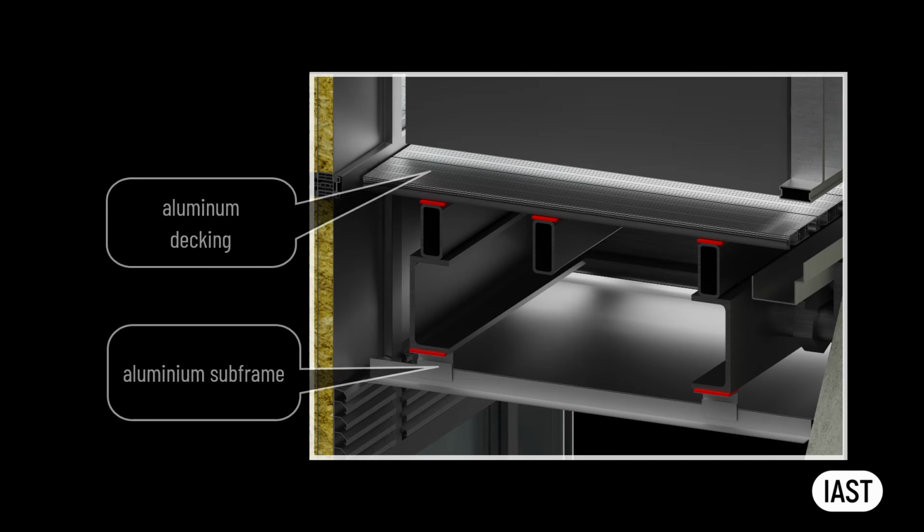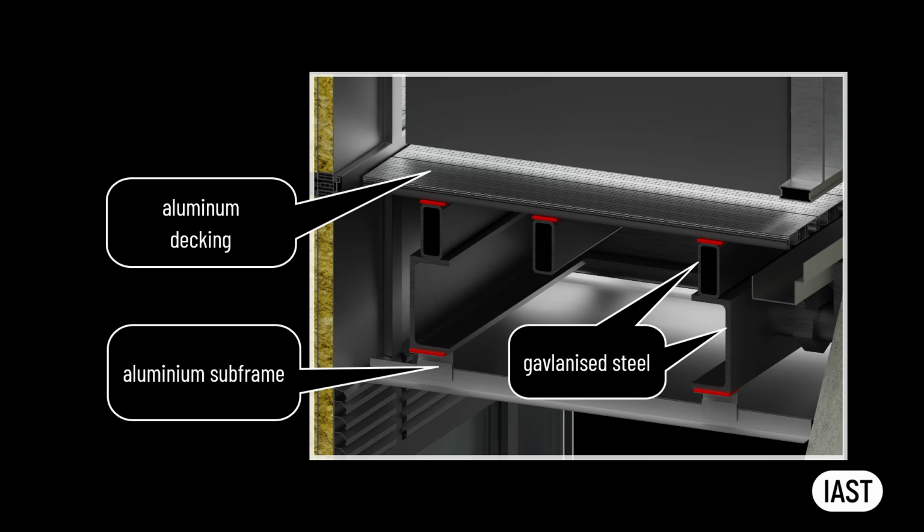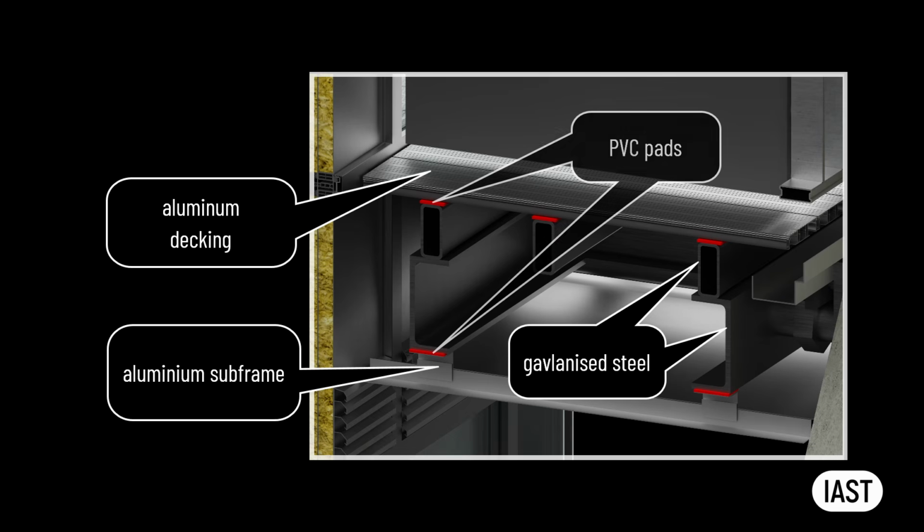To avoid bimetallic corrosion, any dissimilar metals should be separated. For example, the aluminium subframe of the soffit and decking are separated from the galvanized steel sections with PVC pads or a PDM gasket. We will talk about thermal expansion of metals and how to account for it in the movement and tolerances module of this course.